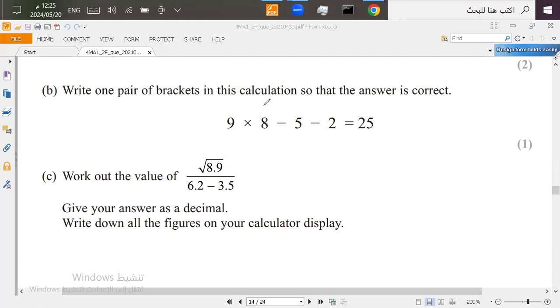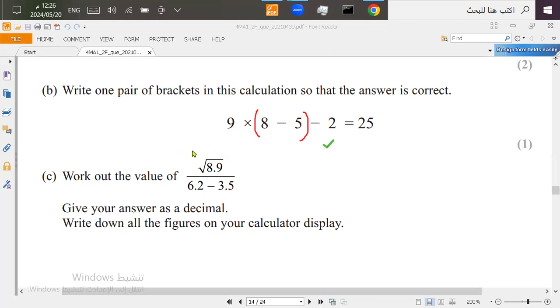Now the other option is putting the bracket here. So 8 and 5 like this. Now we put it in the calculator. So 9 times bracket 8 minus 5 close bracket minus 2. Now we push equals and the answer is 25. It means this is the correct place for the bracket.